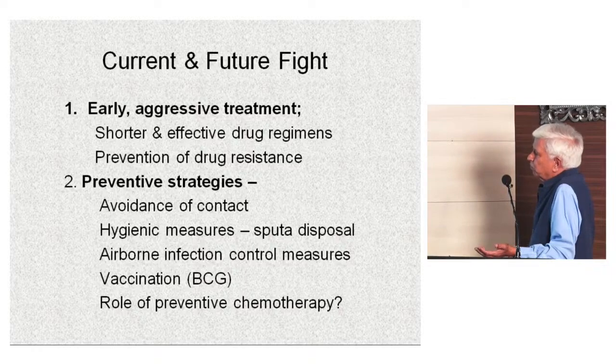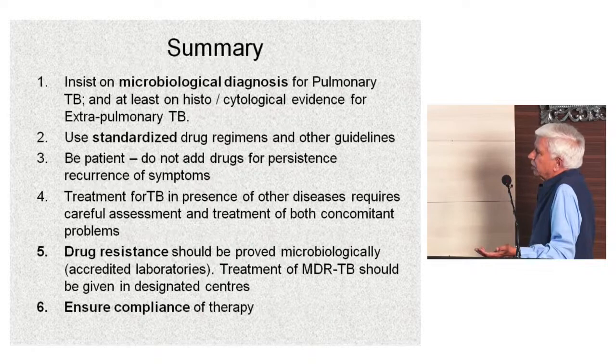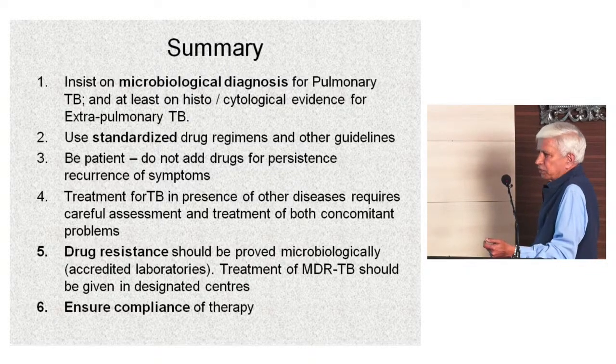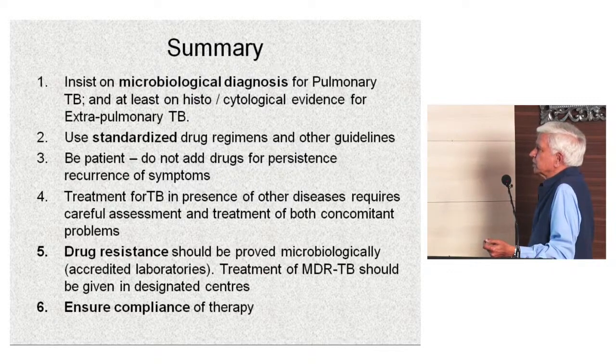It's always given to the newborn, but in adults, I think its role is yet to be found out, you see. So in summary, I think we have already discussed all these issues. Insist on microbiological diagnosis for pulmonary and at least on histocytological evidence for extrapulmonary tuberculosis. Use standardized drug regimens and other guidelines. Be patient. Do not add drugs for persistence or recurrence of symptoms, both in pulmonary and extrapulmonary tuberculosis.